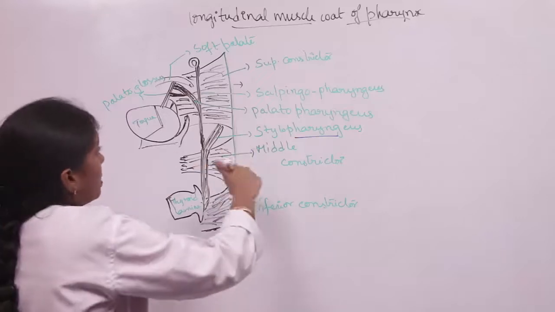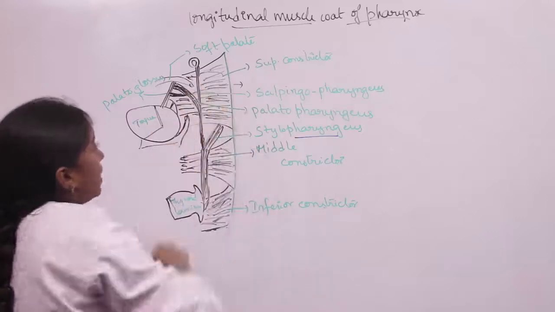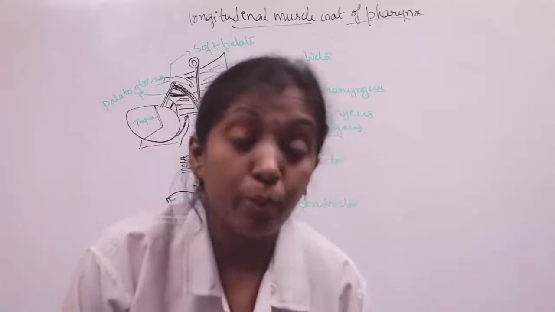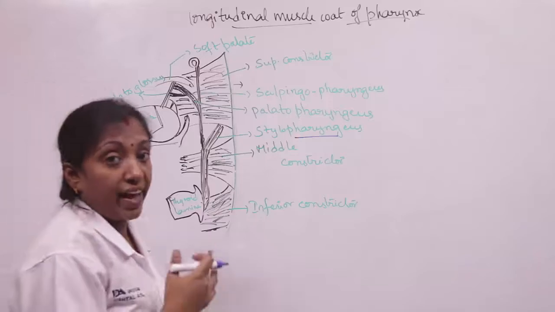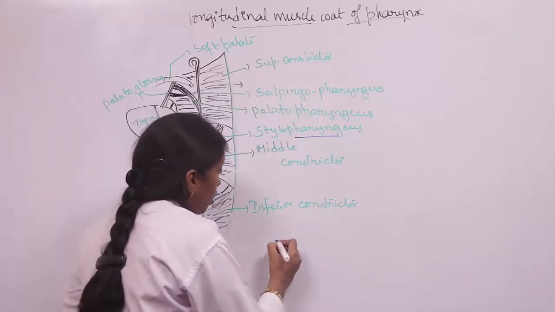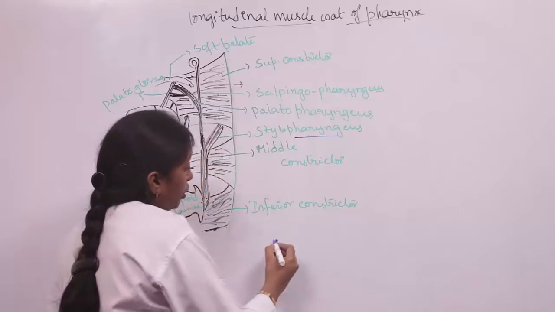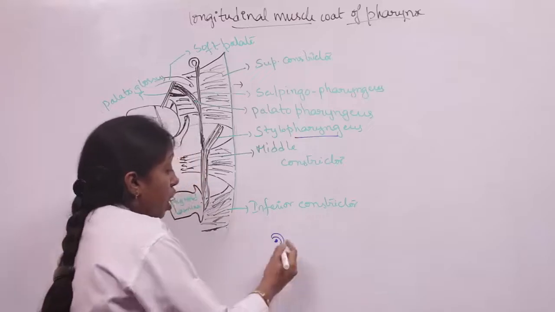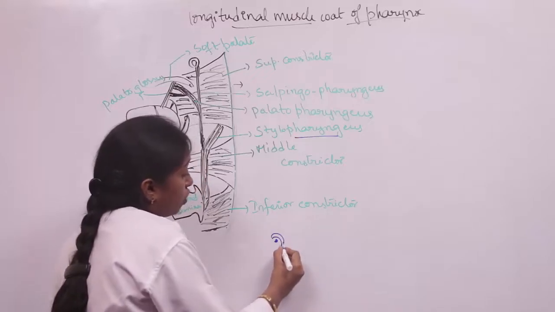Coming to the other muscle, that is the salpingopharyngeus muscle. We know that the salpingopharyngeus muscle arises from a tubal elevation in the lateral wall of the nasopharynx. In the lateral wall of the nasopharynx we have an opening called the auditory tube opening. It is surrounded by an elevation, which we call the tubal elevation. From the tubal elevation two folds extend.